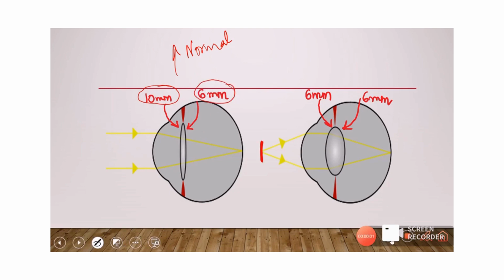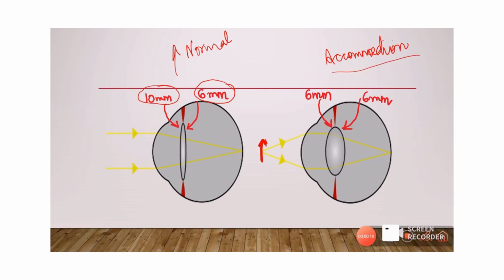In order to look at near objects, like looking at the fine prints of a textbook or newspaper, the eye will again undergo the process of accommodation. And what did I tell you? In accommodation, it is the anterior surface of the lens which will become more convex.